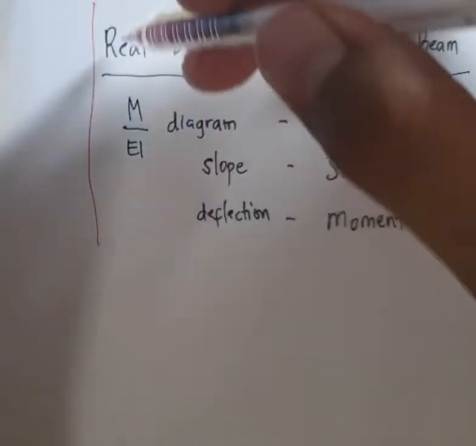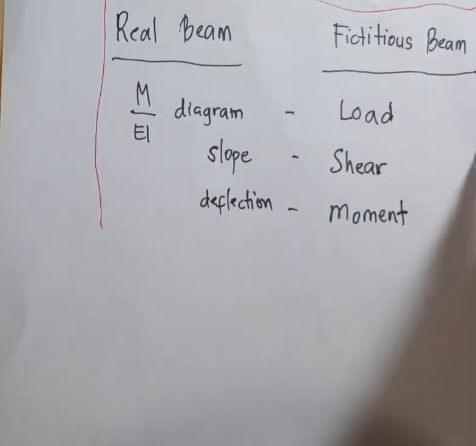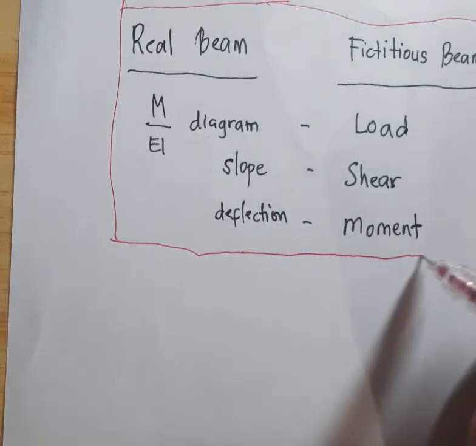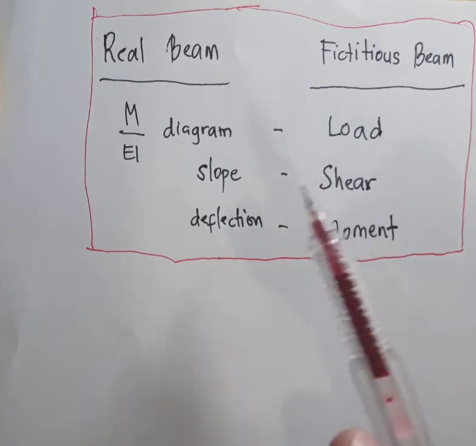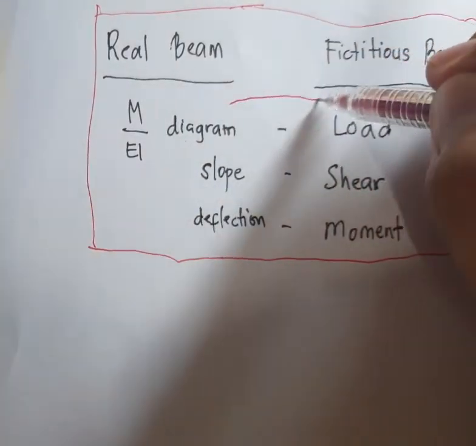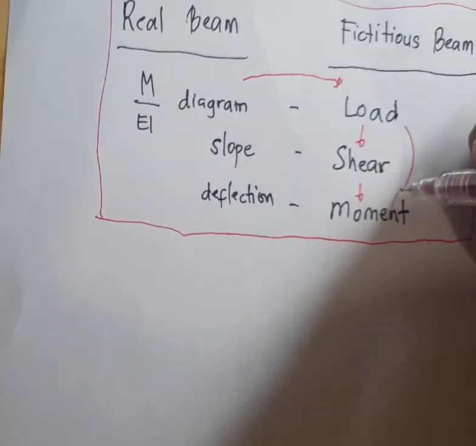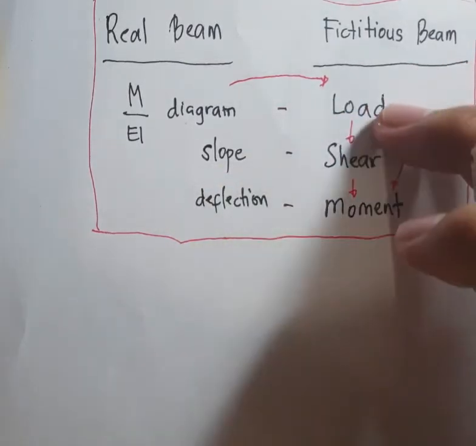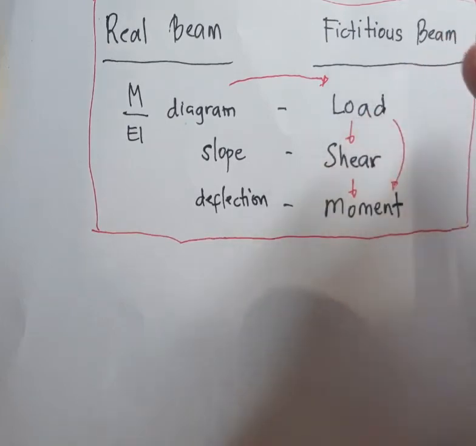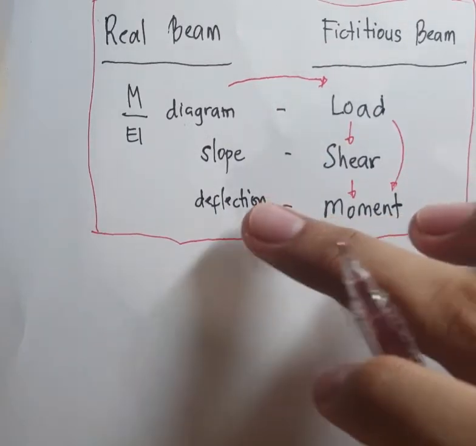Later, we will elaborate on what the fictitious beam is. So this is the main concept. The moment diagram, that is its flow. The moment diagram becomes the load of the fictitious beam. From the load, you eventually get the shear and moment. The shear is the slope and the moment is the deflection.